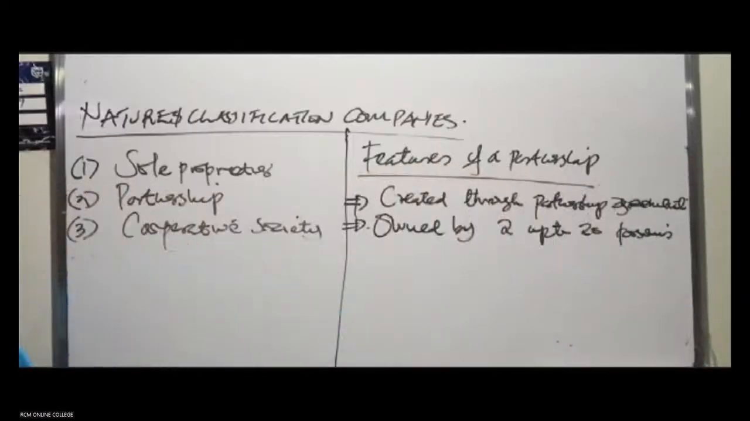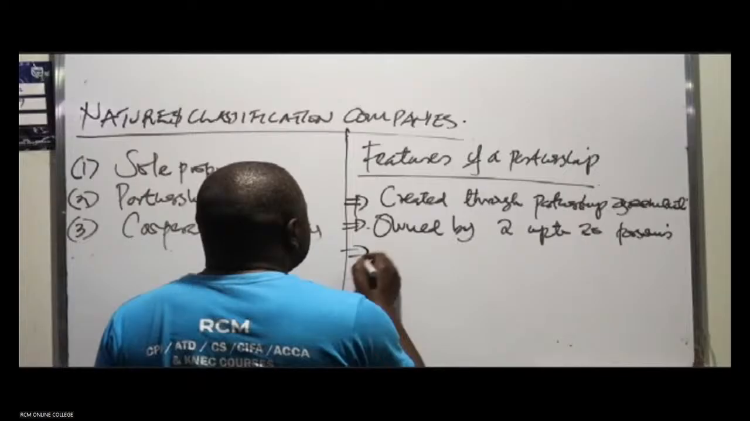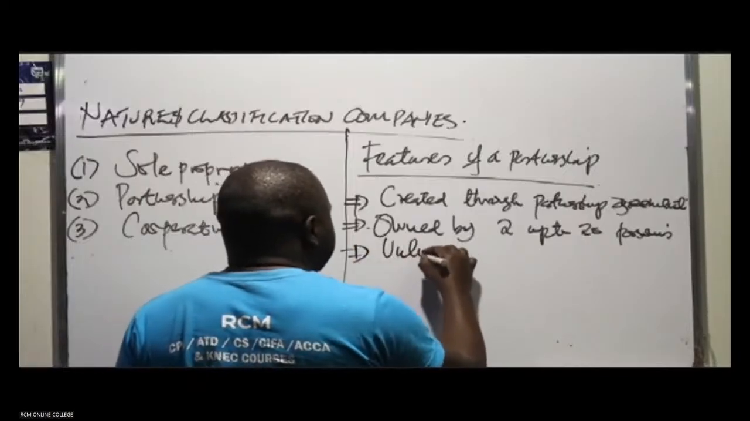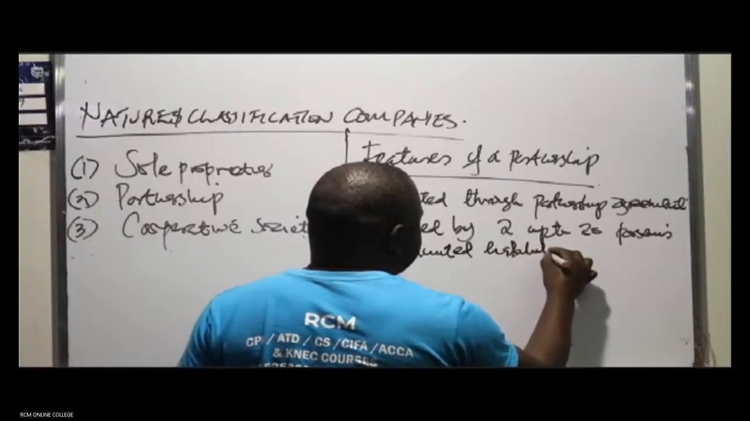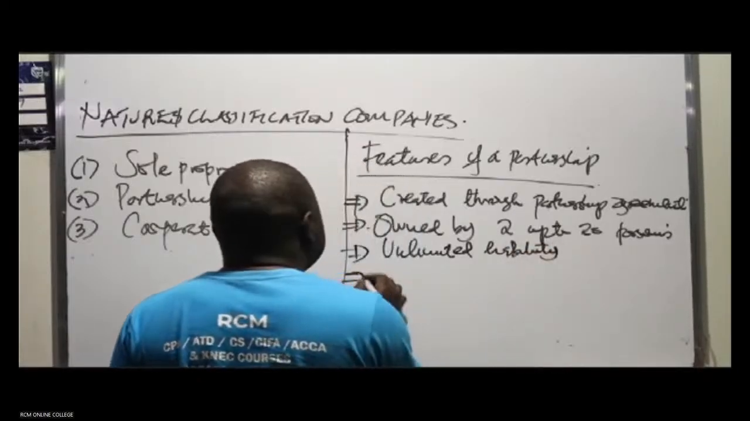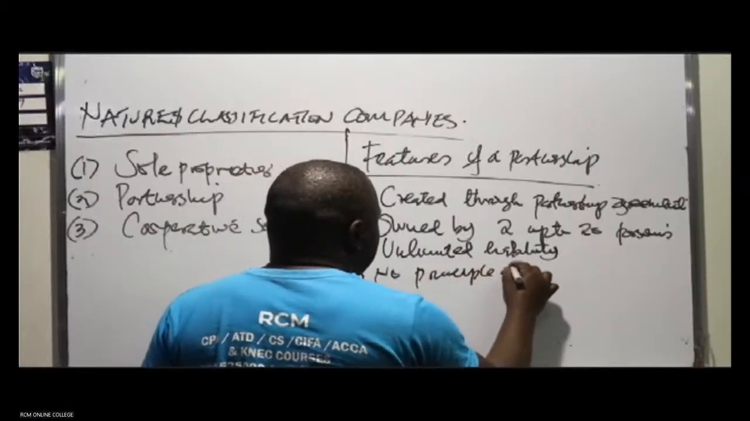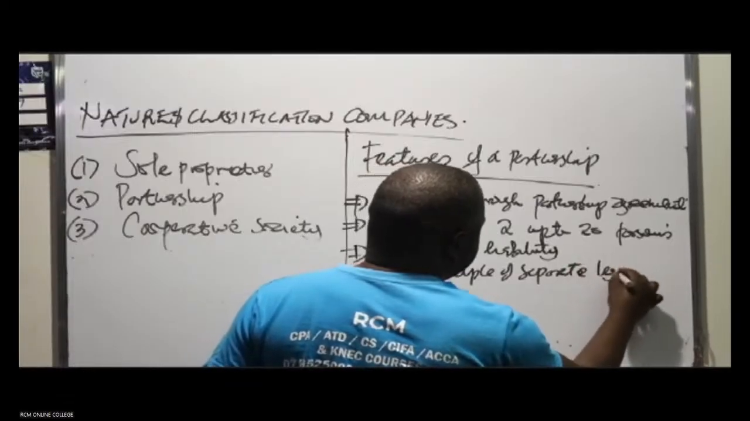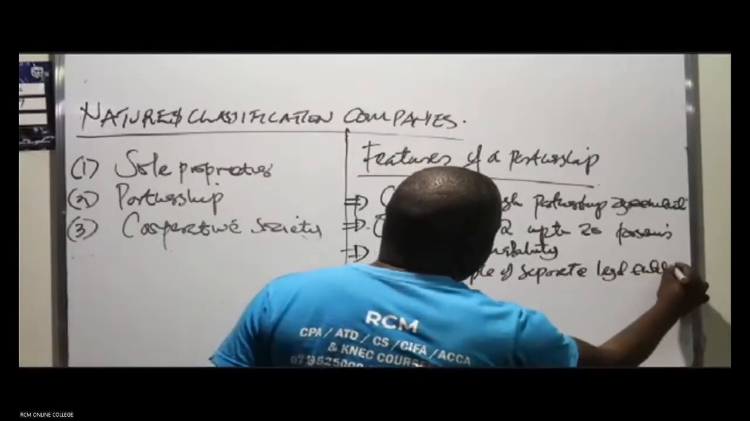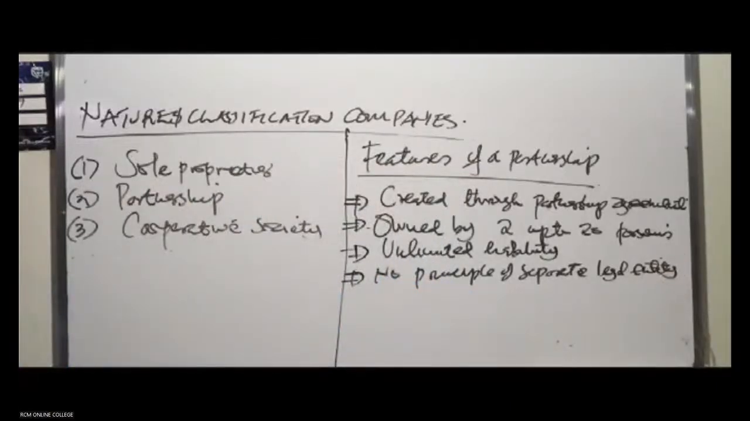Which other points are you giving me there? Unlimited liability. We can also say there is no principle of separate legal entity. And what else is there?